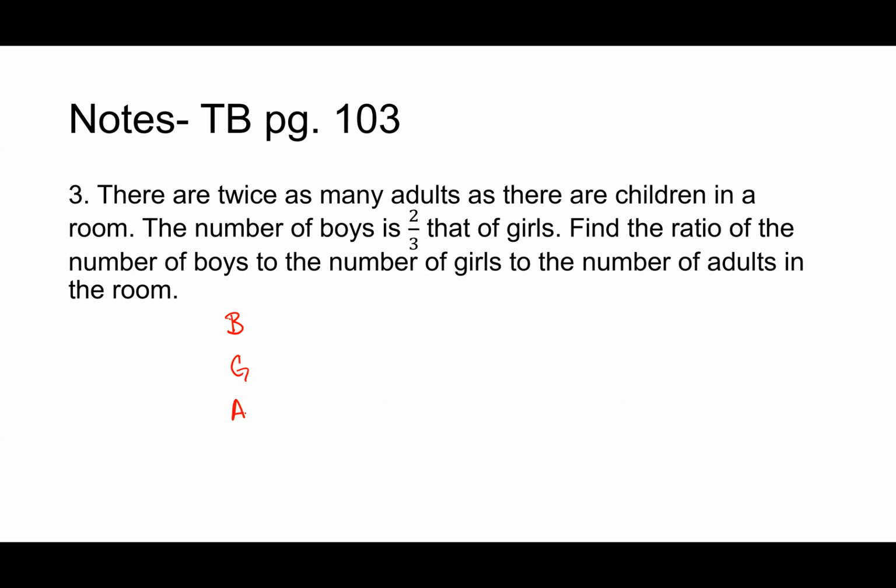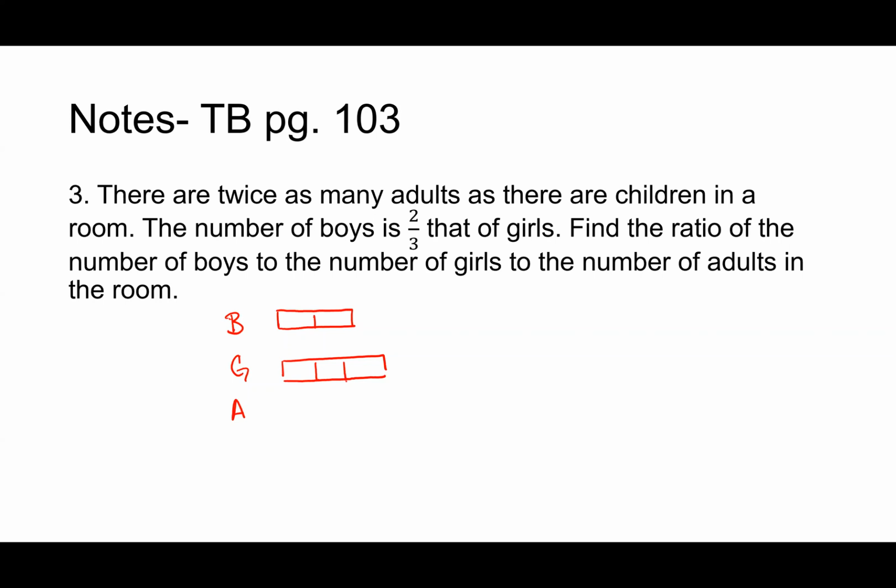The number of boys is 2/3 that of girls. So that means that boys has 2 units, while girls has 3 units. Does that make sense to everybody? From the 2/3? And then it says there are twice as many adults as there are children in a room.